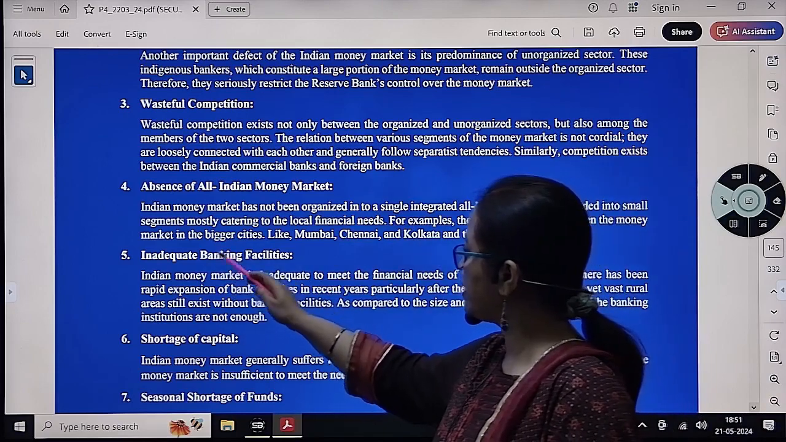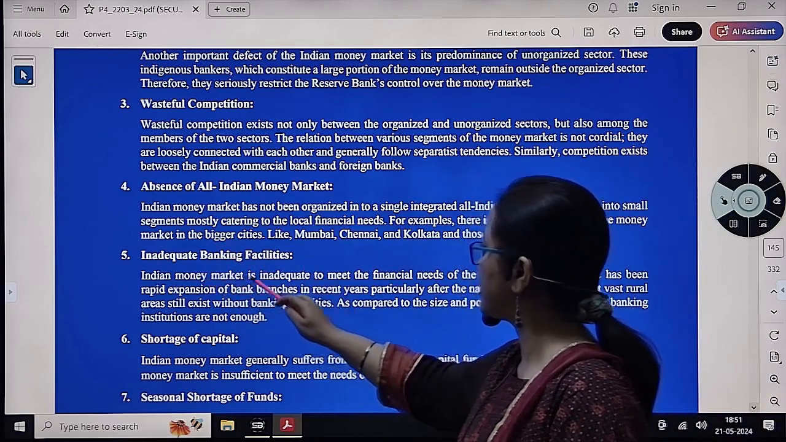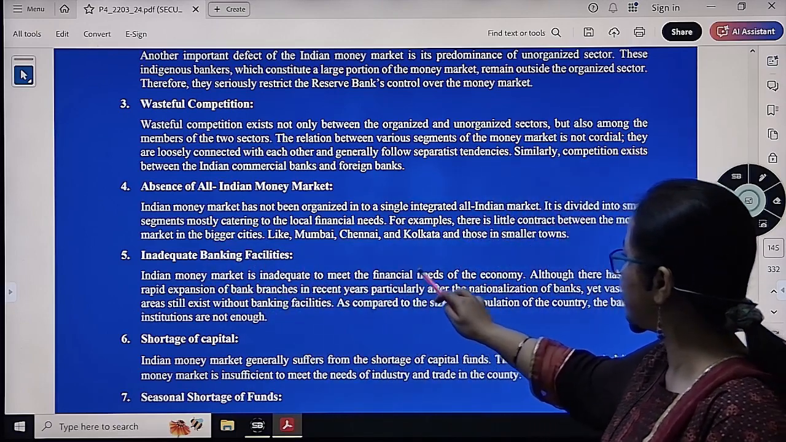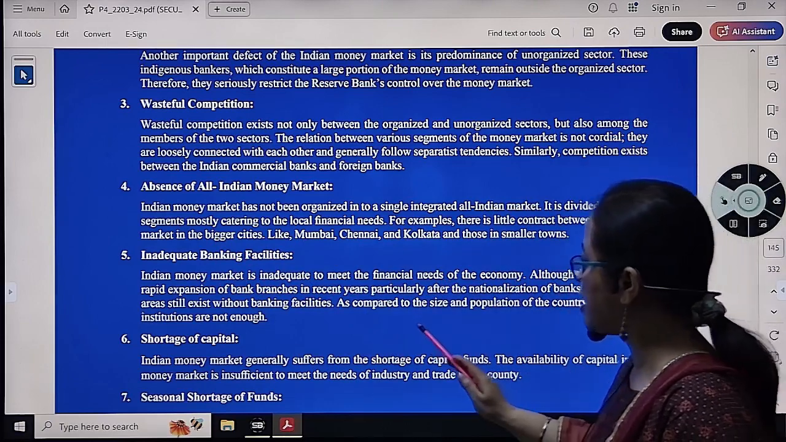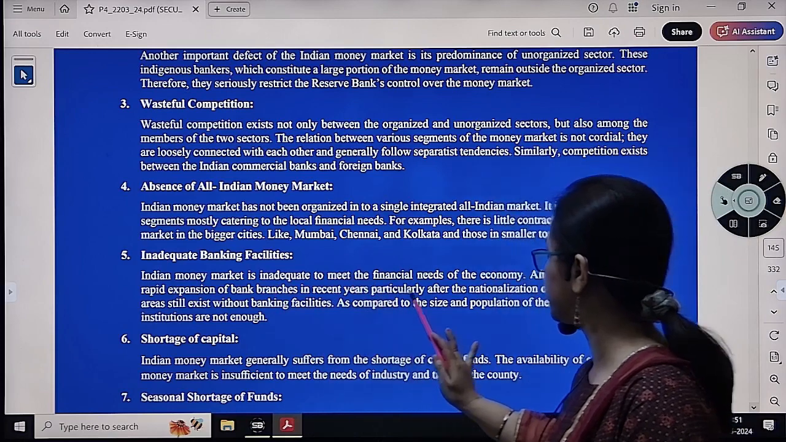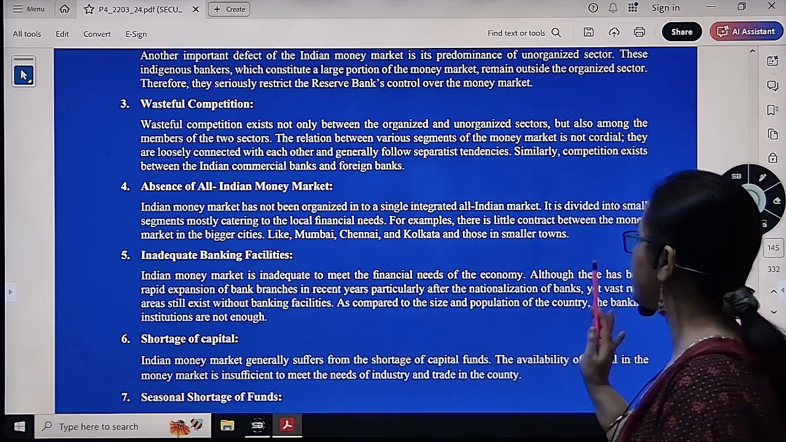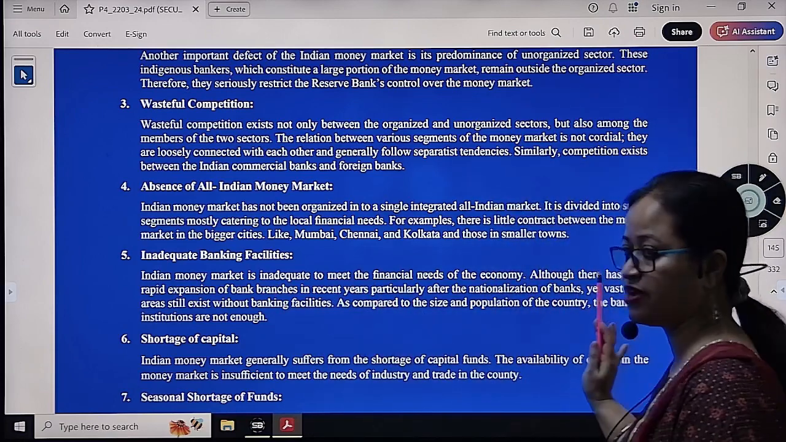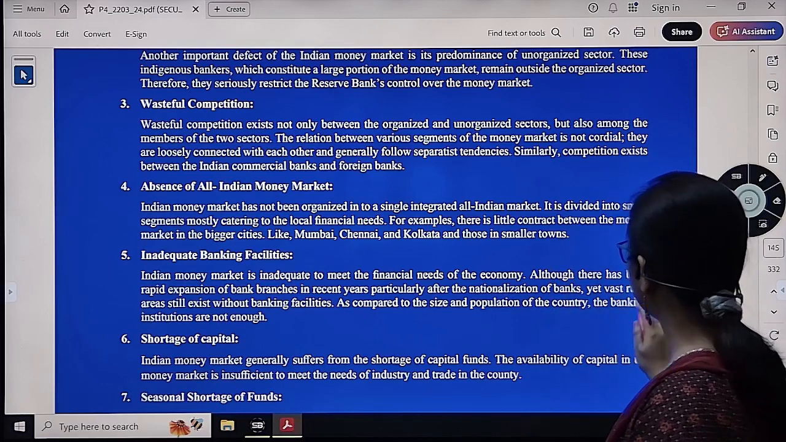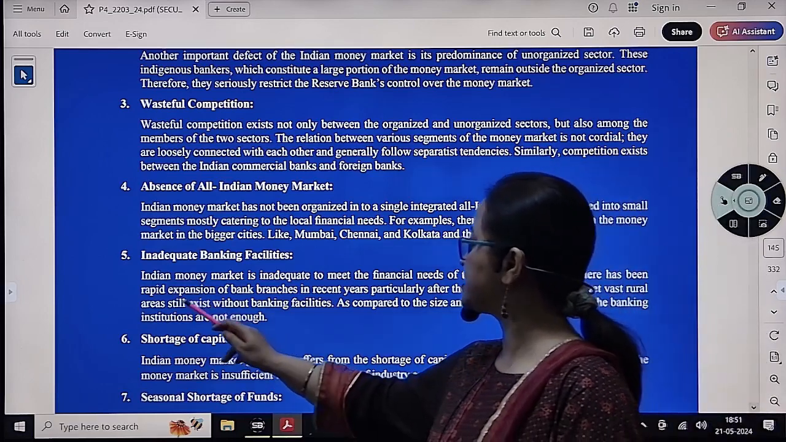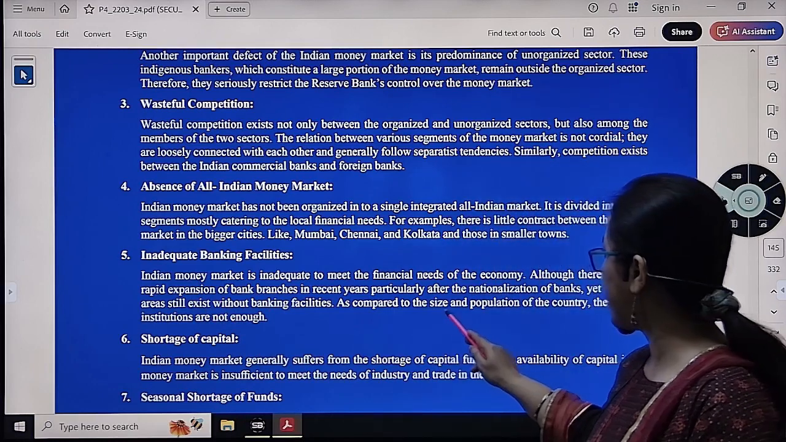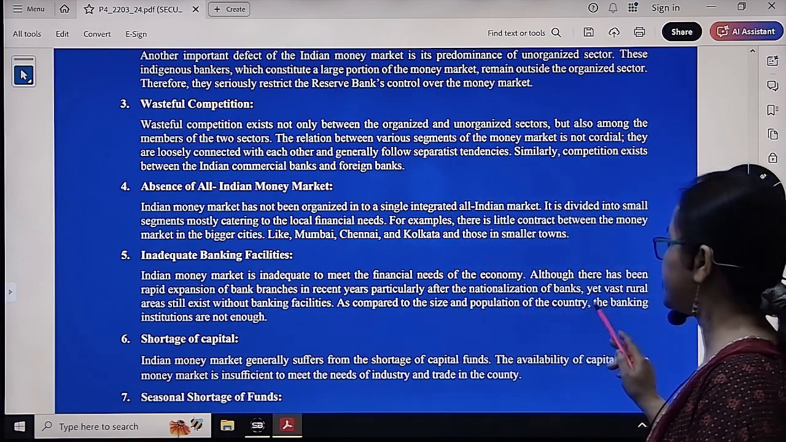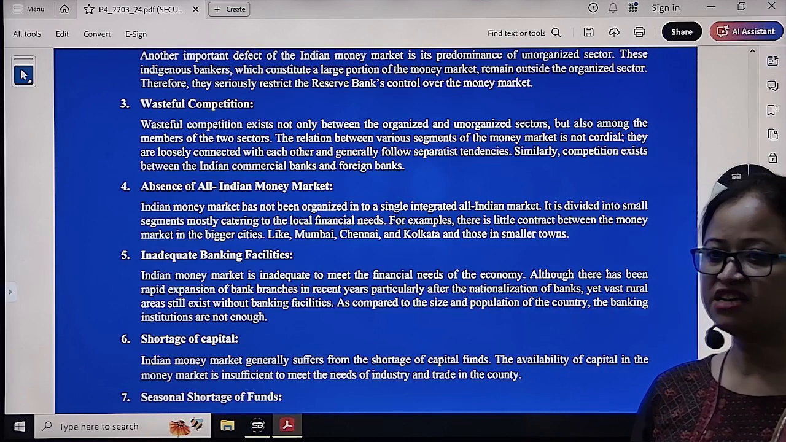Then inadequate banking facility. So Indian money market में क्या है? Inadequate to meet the financial needs of the economy. Although there has been rapid expansion of bank branches, बैंक का branches बहुत जगह में हो गया after the nationalization of banks, yet vast rural areas still exist without banking facility. So as compared to the size and population of the country, the banking institutions are still not enough.